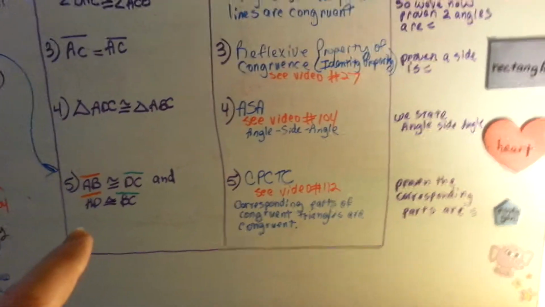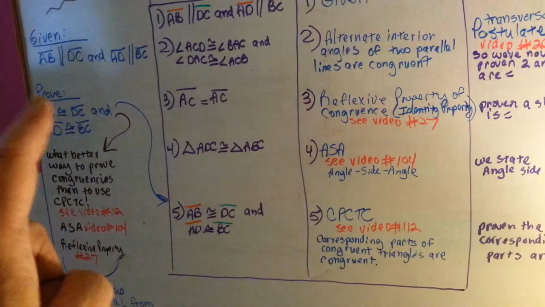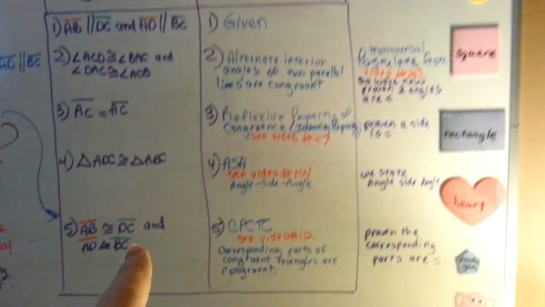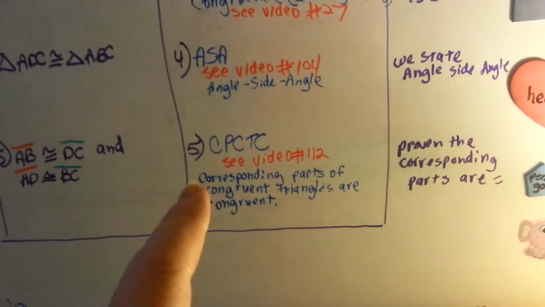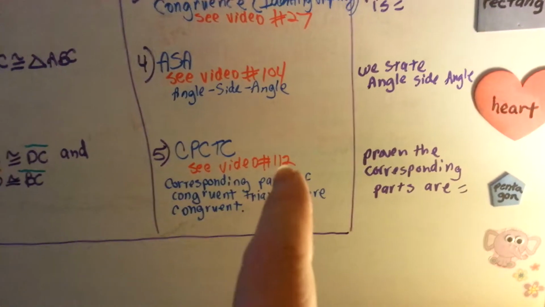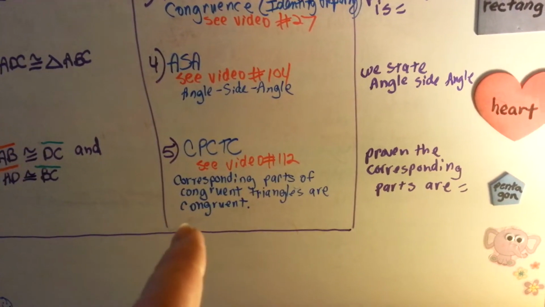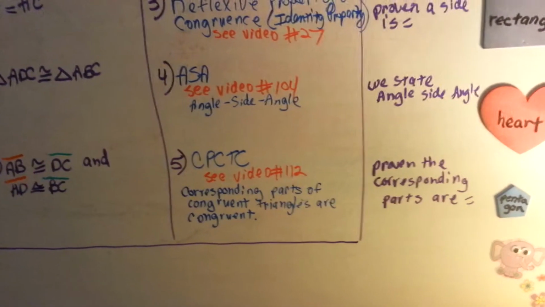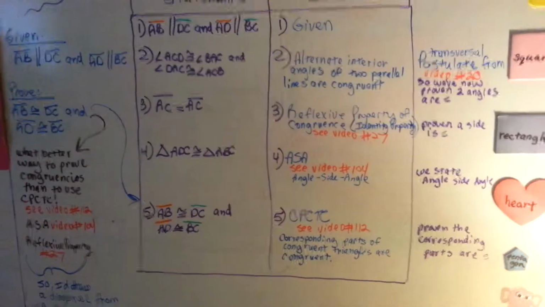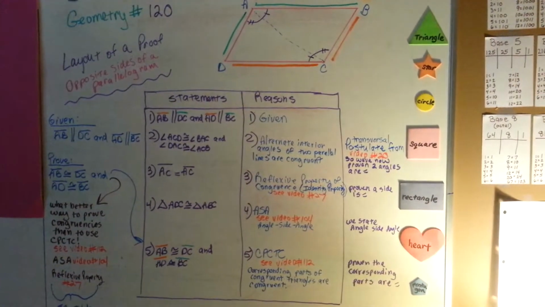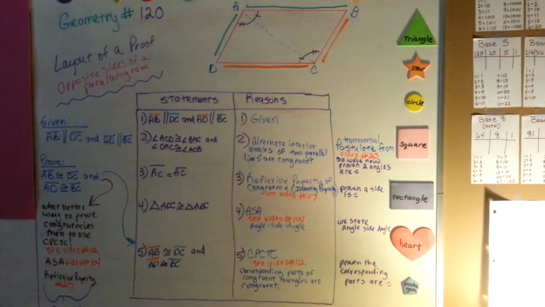So now we can say that AB is congruent to DC, and that AD is congruent to BC, that this one's congruent to this one. And why? Because of the CPCTC rule, the one that was in video number 112. It says corresponding parts of congruent triangles are congruent. We've proven that the corresponding parts are equal, that they're congruent. Very simple, very methodical coming down. That's how you do an opposite sides of a parallelogram proof.